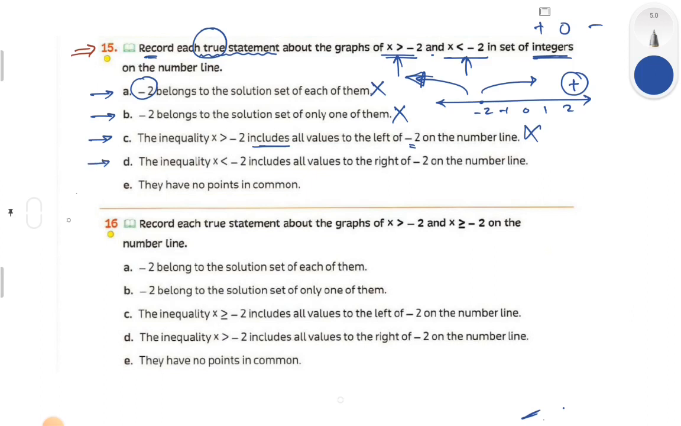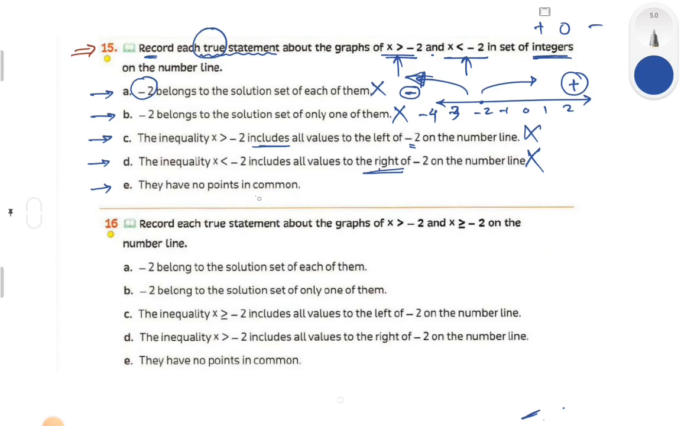D: the inequality x less than negative 2 includes all values to the right of negative 2, so it's positive. No, he asked us x less than negative 2. I will go to negative 3, negative 4, and so on. So it's false.